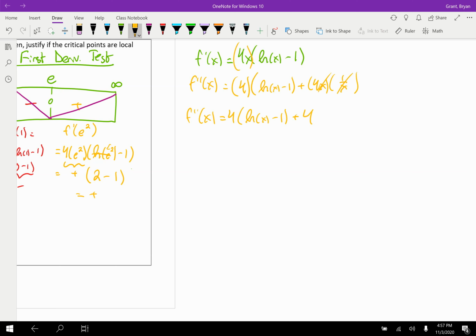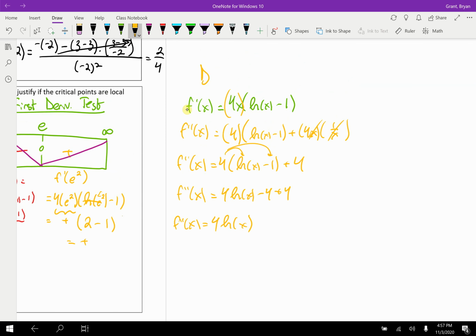All right, we could actually factor out a 4 from both of these too if we wanted, but I'm actually noticing if I distribute a 4, I think this will clean up very nicely. 4 natural log of x minus 4 plus 4, which means that our second derivative is just 4 natural log of x. Awesome. How do we use the second derivative test?